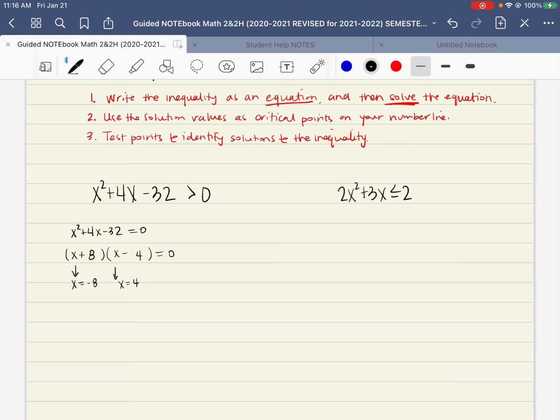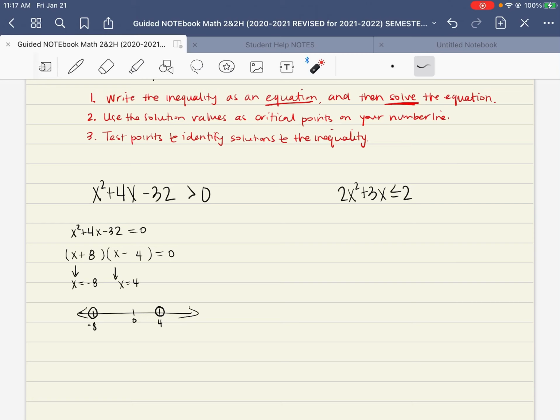Again, those are not the solutions necessarily to the inequality. And actually, if you look at this inequality, it's greater than, and it doesn't even actually include those two solutions. So if I'm thinking about the number line, and here's 0, here's positive 4 over here, it doesn't actually include that value. And here's negative 8 over here. Again, it doesn't actually include that value. So the difference in the linear inequality is it's just one side or the other of the value.